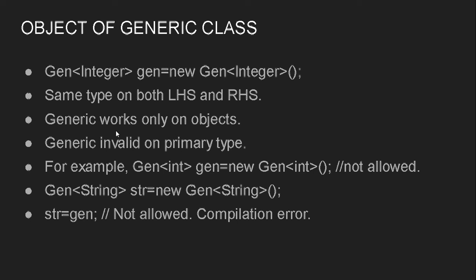And generics are going to work only on objects. What I mean by this statement is that this Integer, we know very well, is a type wrapper for the int primitive data type. So generics are going to work only on classes or objects. So you can write only Integer here, you cannot write int here. Remember, int is a primitive data type, but Integer is a type wrapper. So you can write only Integer in the generic angular bracket. You cannot write int here.